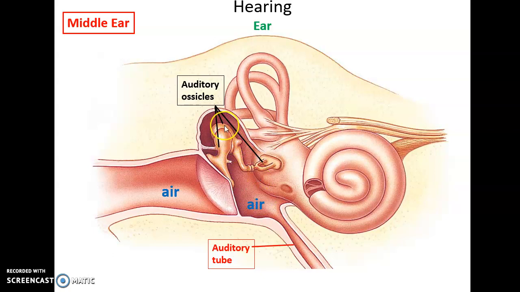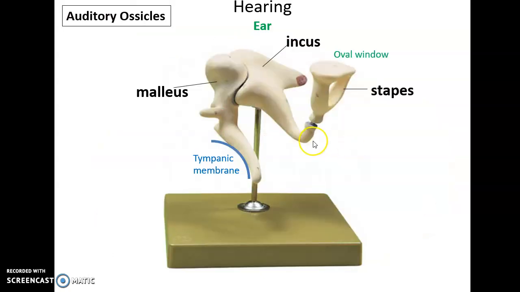The middle ear is also an air-filled chamber that connects to the back of the throat through the auditory tube. This allows us to equalize pressure over the tympanic membrane. The vibration of the tympanic membrane gets transmitted to the inner ear through the auditory ossicles. These are the ear bones. Their names are malleus, incus, and stapes. So the tympanic membrane connects to the malleus, malleus connects to the incus, incus connects to the stapes, which connects to the oval window of the inner ear.